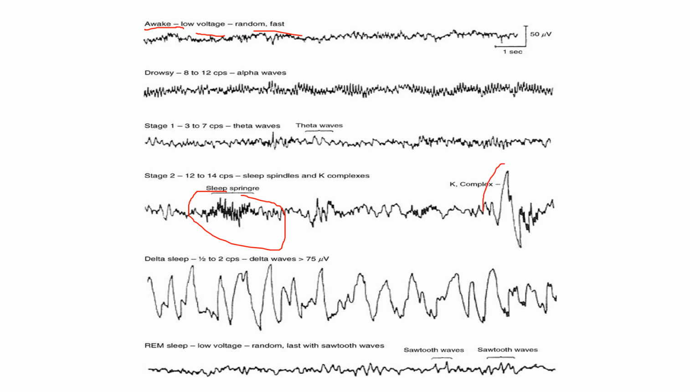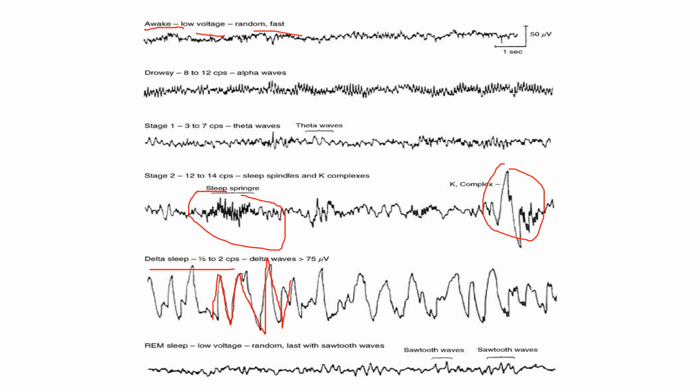And this K complexes is when we see those bursts of blood pressure and heart rate. And then the deep sleep, which is stages 3 and 4, is when we see these delta waves, which are high amplitude, low frequency, right? So very large amplitude peaks and valleys, but not moving super fast. And this is when we get that deep restorative sleep.